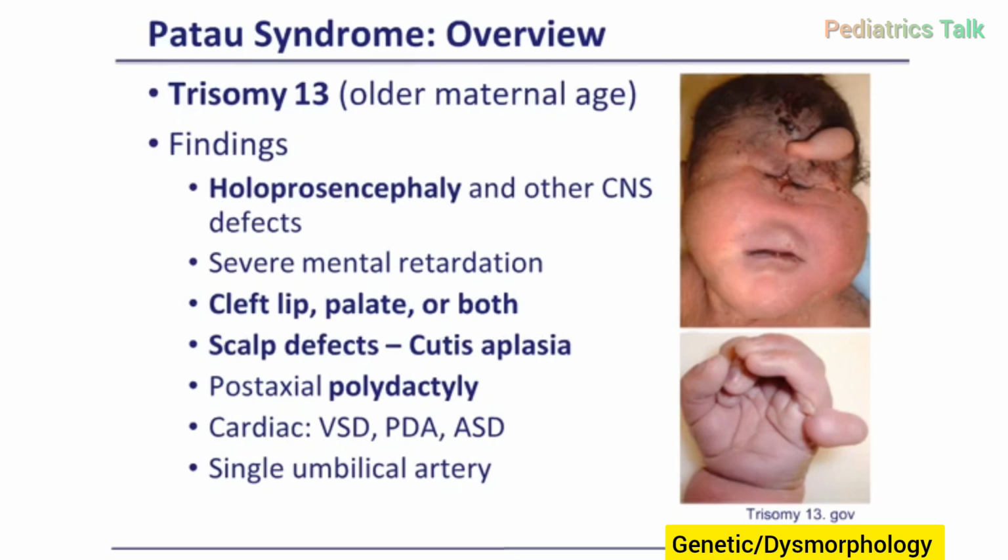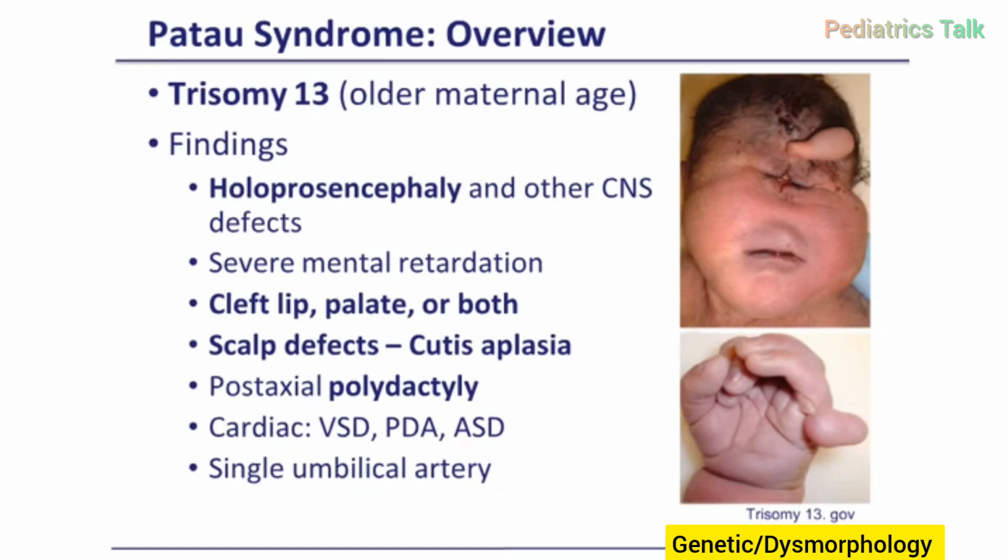But characteristically, they have a very common type of brain anomaly, which is called holoprosencephaly. There are many other CNS defects. They will have severe mental retardation and neurological defects. Characteristic here are severe midline clefts, that is, severe cleft lip, palate, or both. They have a characteristic scalp defect in the posterior hair whorl called cutis aplasia. This is a round absence of skin with surrounding inflammation and alopecia.